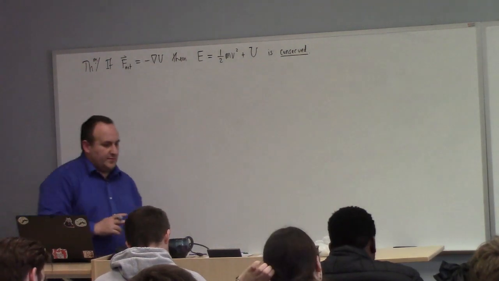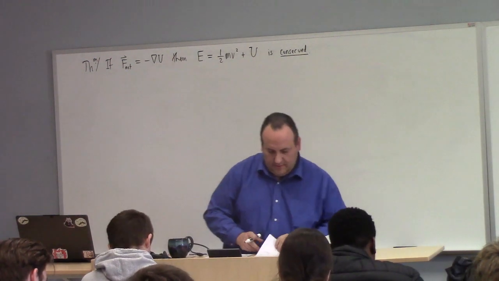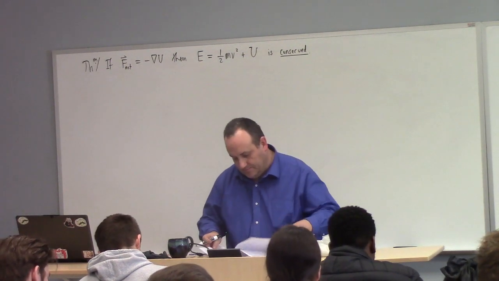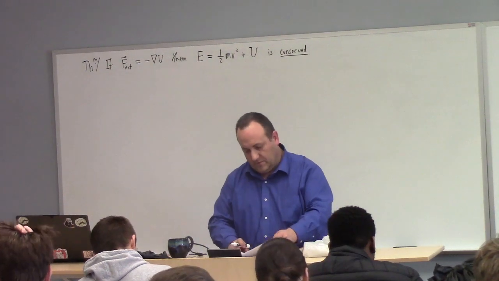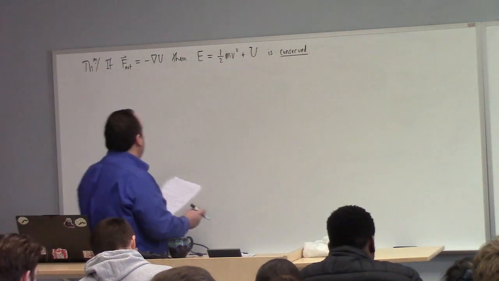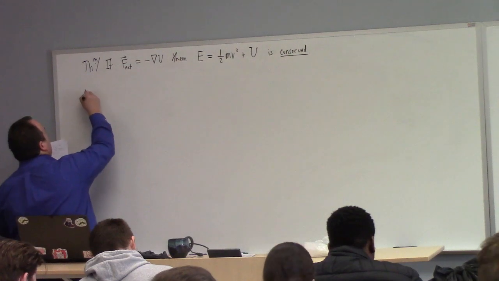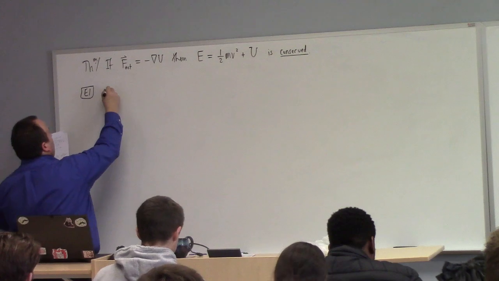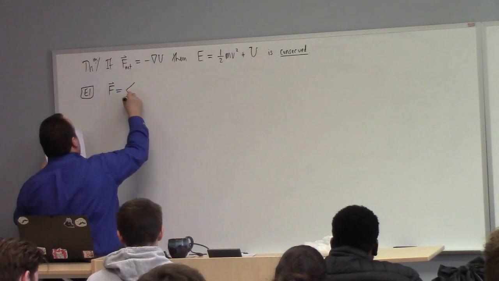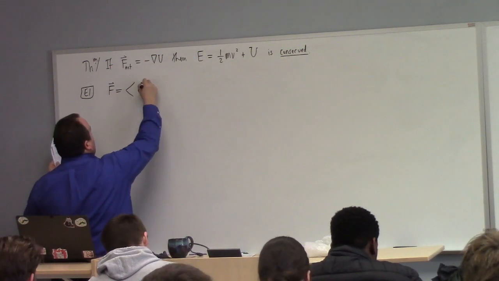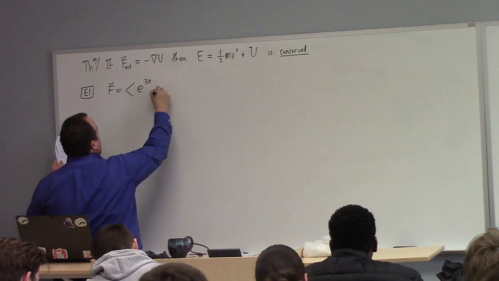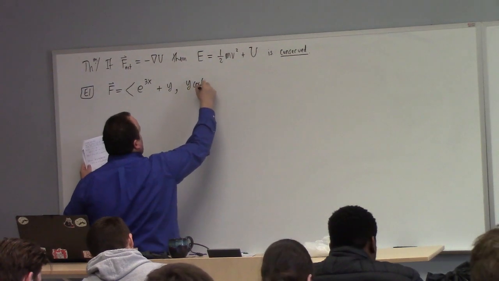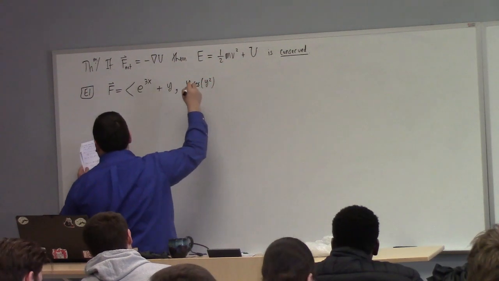I want to give you guys a couple more examples of finding the potential energy function from a given force field. I'll start out with a relatively easy one here. So suppose we have the force field e to the 3x plus y, comma, y cosine of y squared.